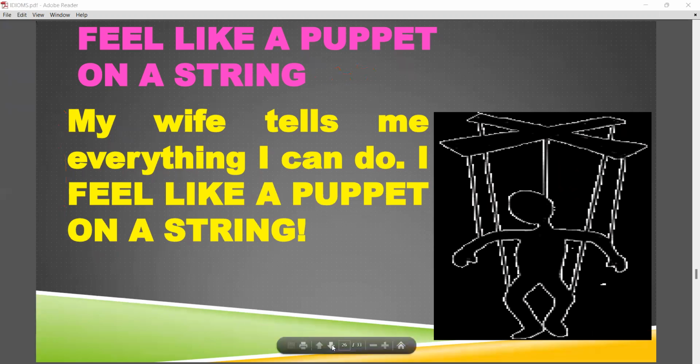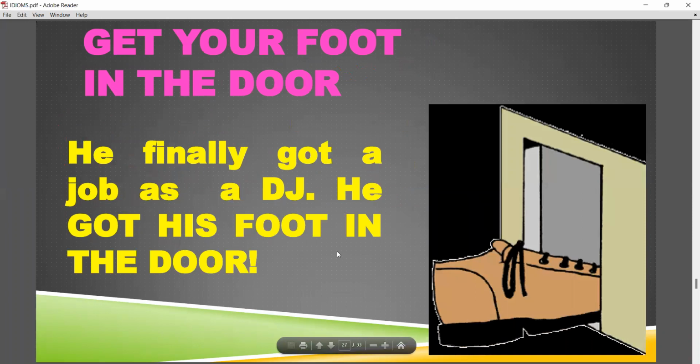Get your foot in the door. That is basically to make the first step towards a goal. He finally got a job as a DJ. He got his foot in the door. To make the first step towards a goal by gaining entry into an organization, career, or business, etc. And it has a little bit of a probability that you'll be more successful in the future.